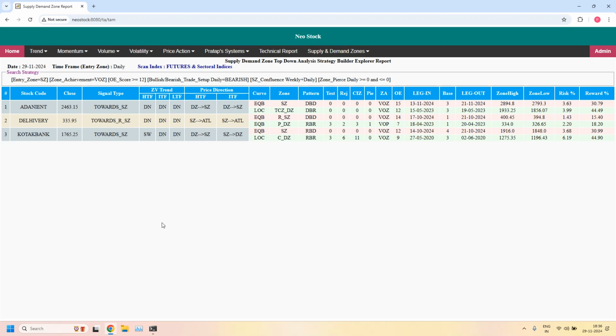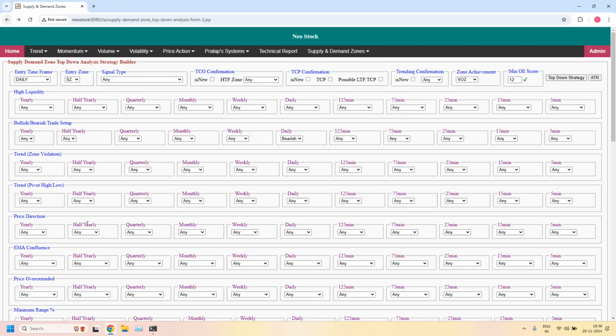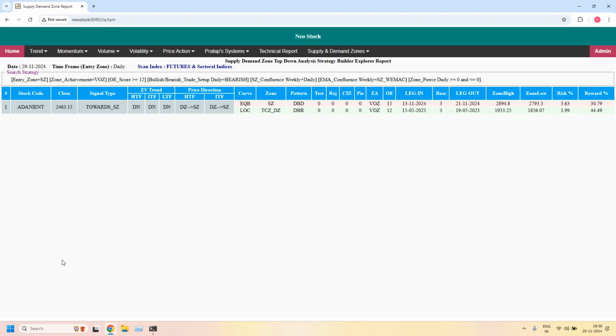If any of these stocks are having supply zones with weekly EMA confluence, they are even more high probability trade setup supported stocks. Let's verify. In the EMA confluence, at a weekly time frame, because the daily zone is part of the weekly zone, weekly supply zone with weekly EMA Confluence filter is enabled. With this filter, out of 3 we got only one stock.